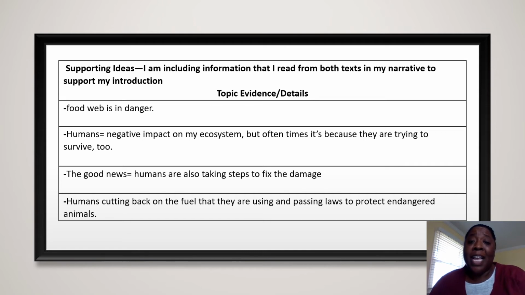The good news is that humans are taking steps to fix the damage, and humans are cutting back on the fuel that they're using and passing laws to protect endangered animals. I'm going to take all these thoughts and ideas and transfer them into my writing.